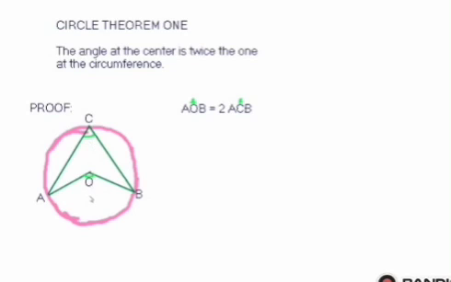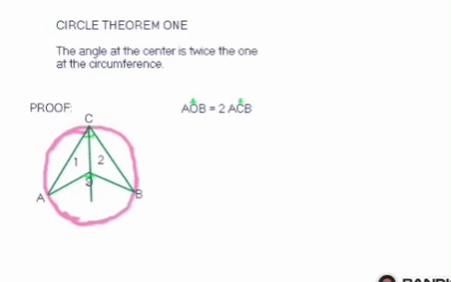We are going to bisect this angle at O by drawing a line that will pass through C and O. After drawing this line, you see that we have formed two triangles. We have triangle ACO, triangle 1, and triangle BCO, triangle 2.